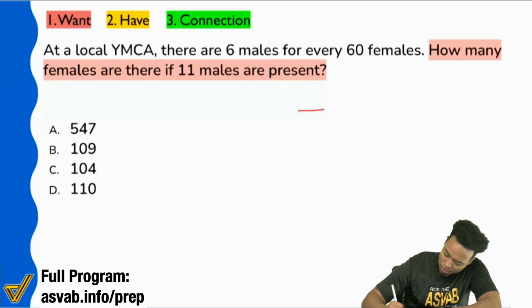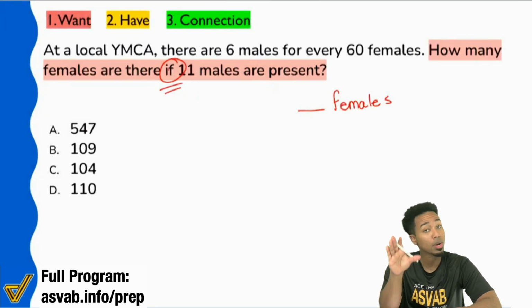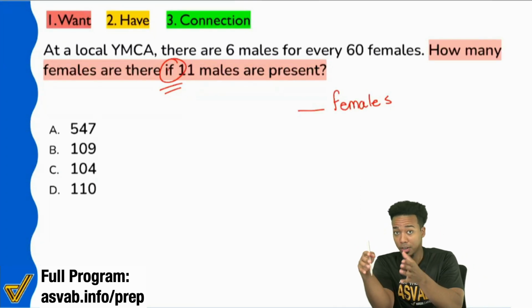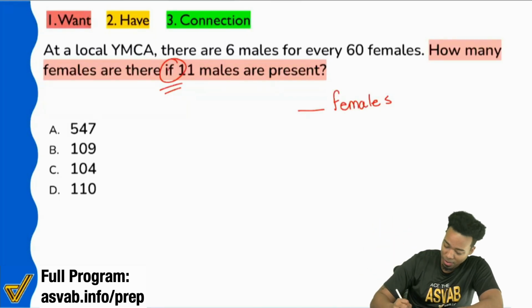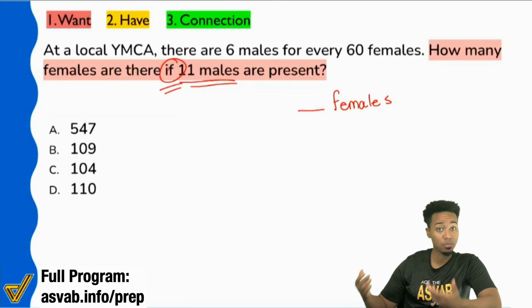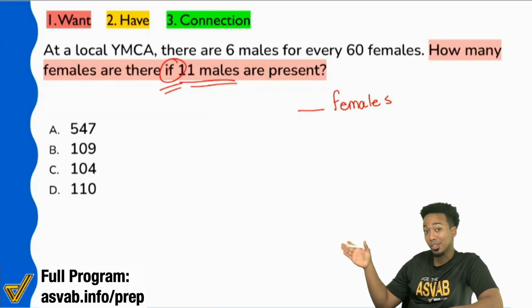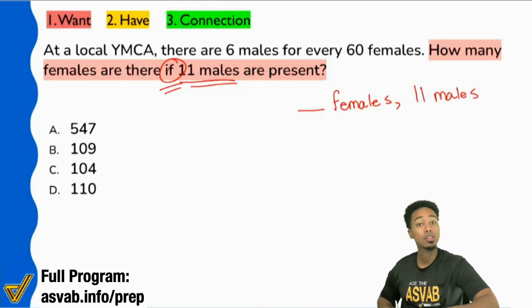I want blank females. And it says right here, if. Now, here's a nice tip. If you want to write this down, please do. Anytime the question sentence has the word if in it, they're basically telling you that the information you're trying to find is connected to whatever if is. So here it says if 11 males are present and we're looking for females, they're basically telling you flat out, yo, the number of females that you're looking for, it's connected directly to having 11 males. If we have 11 males, then we'll have whatever many females this is going to be.